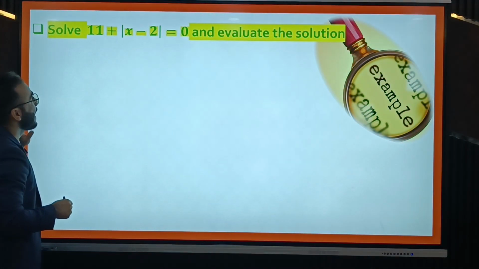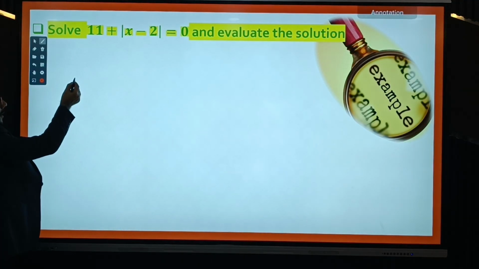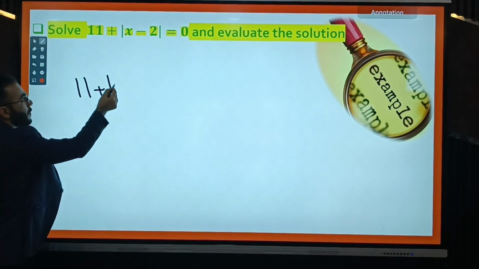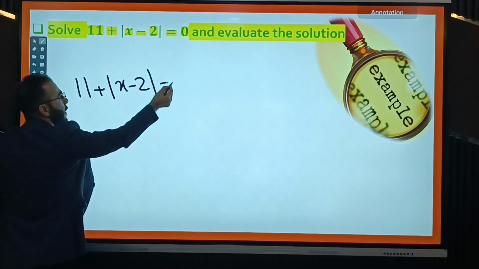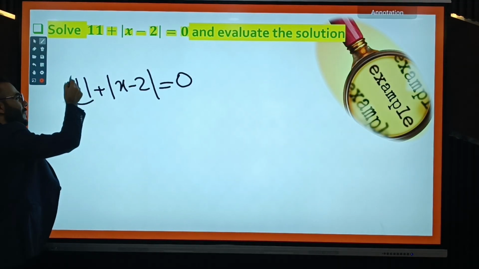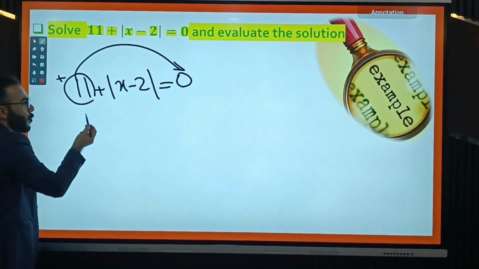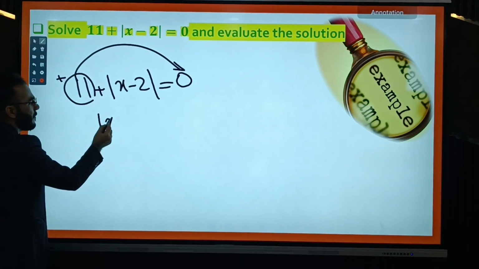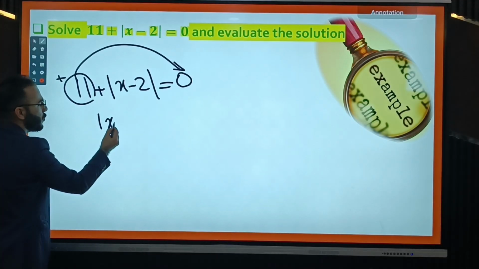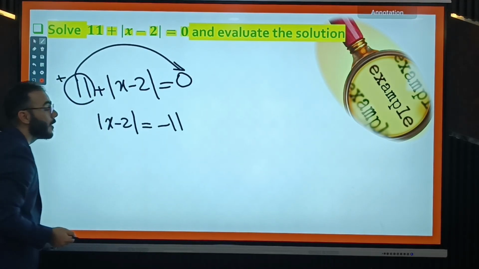Okay. So 11 plus absolute value of x minus 2 equals 0. First of all, we need to move this number to the other side. It's positive 11. When it goes to the other side, it's going to become absolute value of x minus 2 equals, it's positive, so it's going to become negative 11.